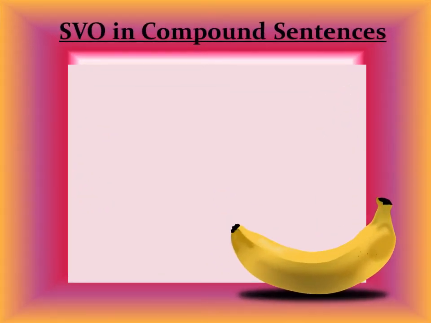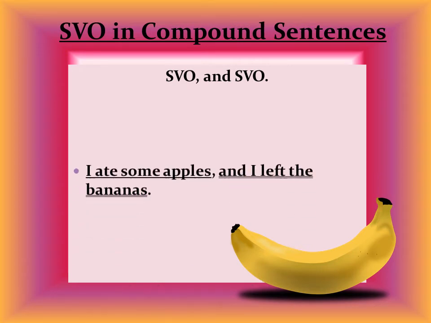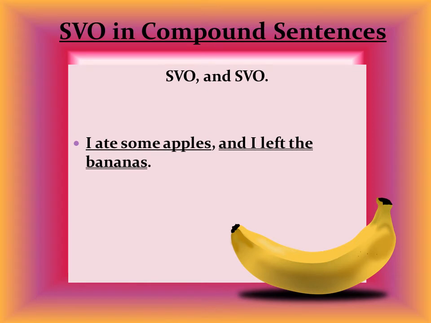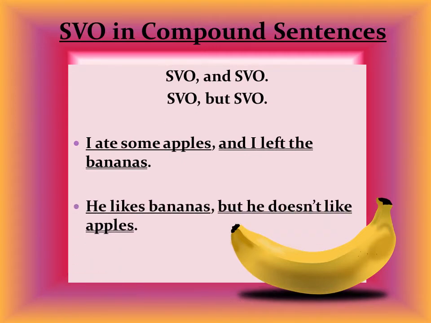It's the same thing when we have an object. So looking at a compound sentence, if we have subject, verb, object, and subject, verb, object, we would say it like this. I ate some apples and I left the bananas. So if I'm going to speak quickly and then take a breath, I'm going to take a breath in between those two chunks. Also, again with the word but. He likes bananas, but he doesn't like apples.